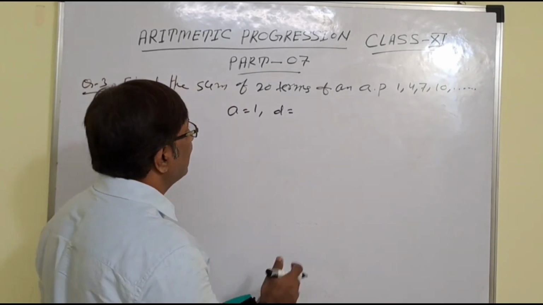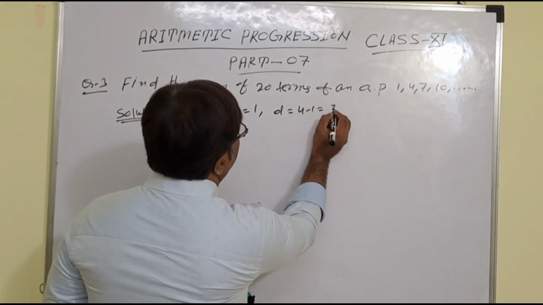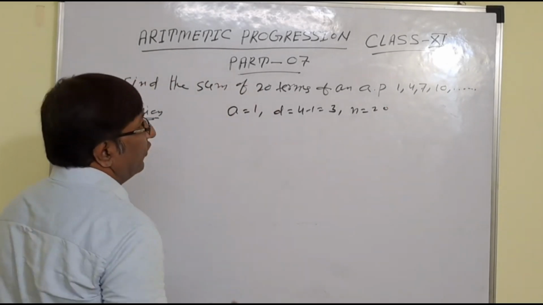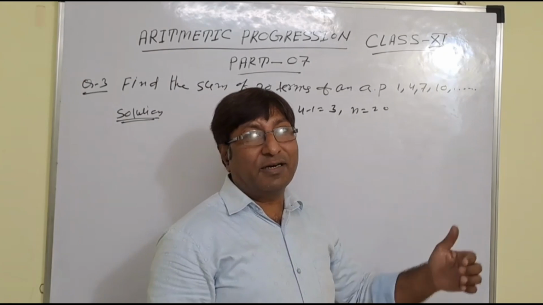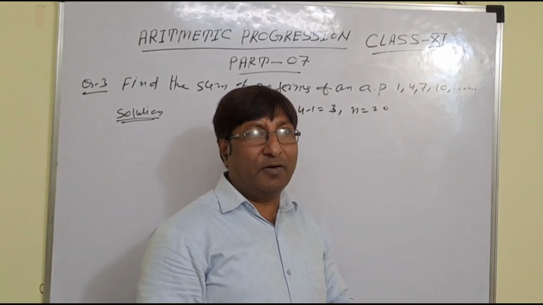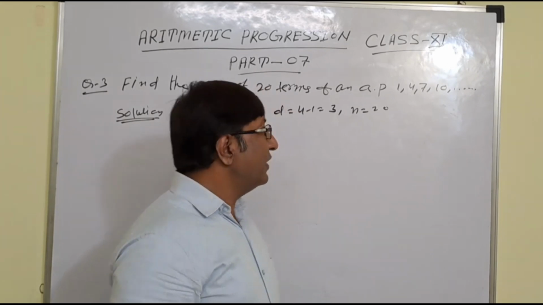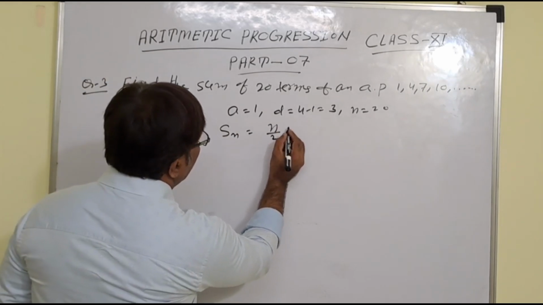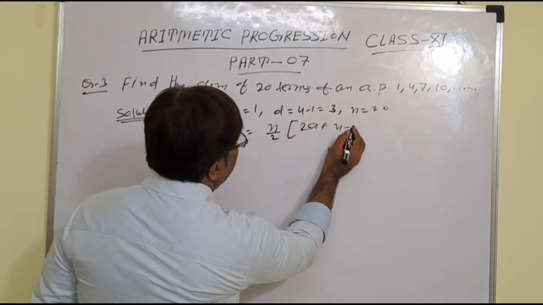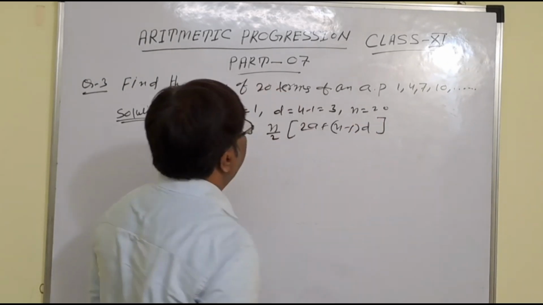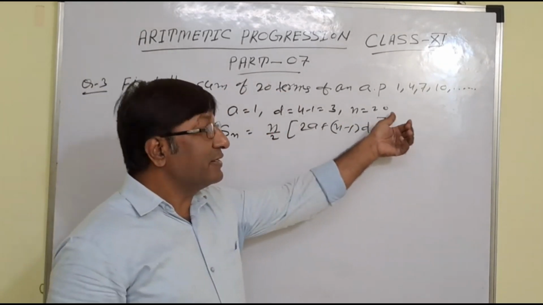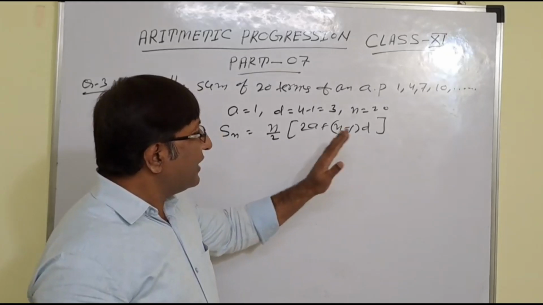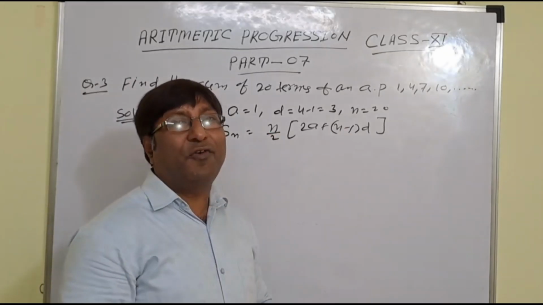But if it is given as an AP, only the second minus the first is your common difference. So the common difference is 4 minus 1, 3. And for the sum of 20 terms, n is given as 20. Here the last term is not given, so we have two formulas for finding the sum of n terms. We use the formula: sum of n terms is n by 2 into 2a plus n minus 1 into d. Here n, the total number of terms, is given, the first term is given, and d is given. So everything is given. Now just put in the values and find the answer.